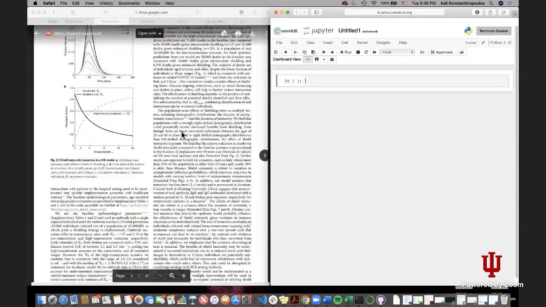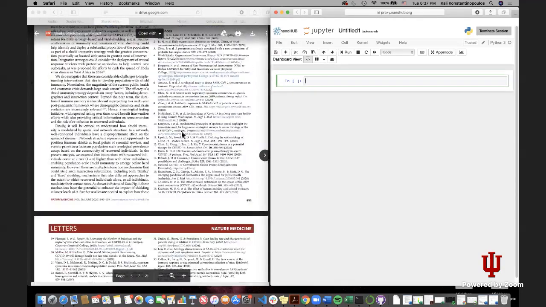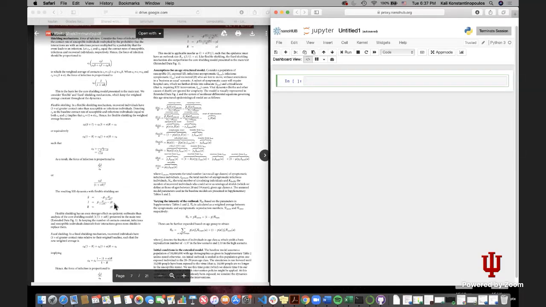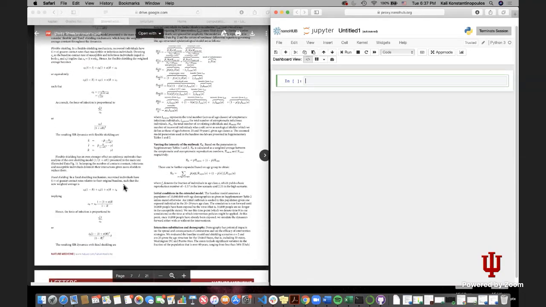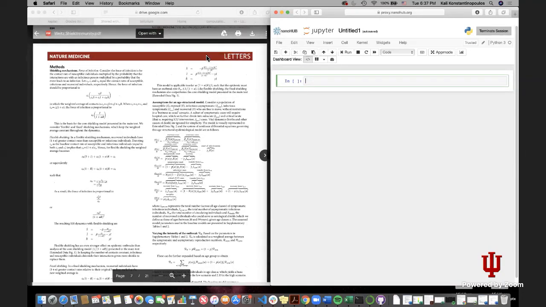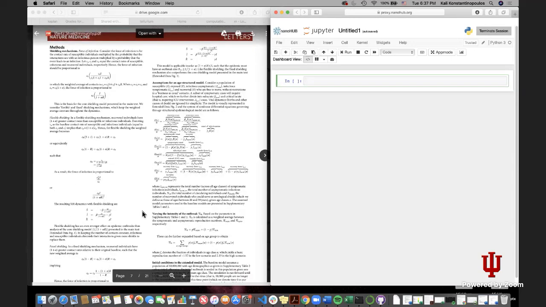And then they had other versions of the model, which you have to scroll down to the methods section to see. There was this model called flexible shielding, which had an even stronger effect. They just changed the terms a little bit here. And then there was, what was it called? Fixed shielding, which is this model here, and it's just a little more complicated. So each model gets progressively more complicated. In a flexible shielding mechanism, recovered individuals have 1 plus alpha greater contact rates than susceptible or infected individuals.